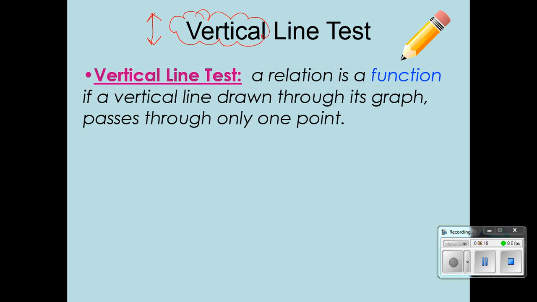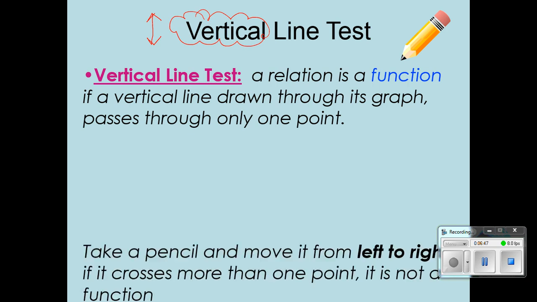And so what we're looking for is the vertical line to be drawn through its graph and passing only one point at a time. If it passes through 2 points at a time, then it isn't going to be a function. And I'm going to show you a couple examples in a second here. So the vertical line test shows a relation is a function if the vertical line drawn through the graph passes only one point.